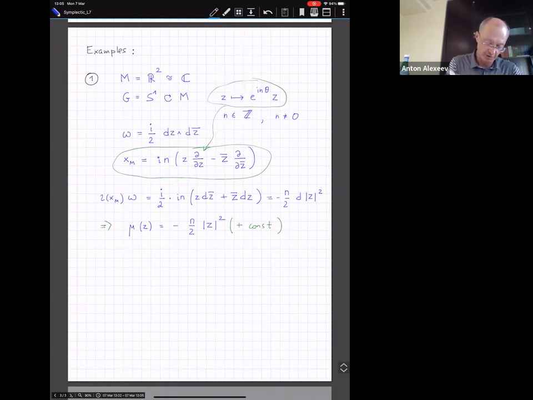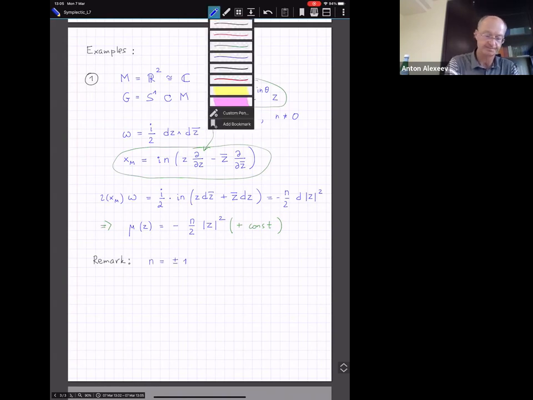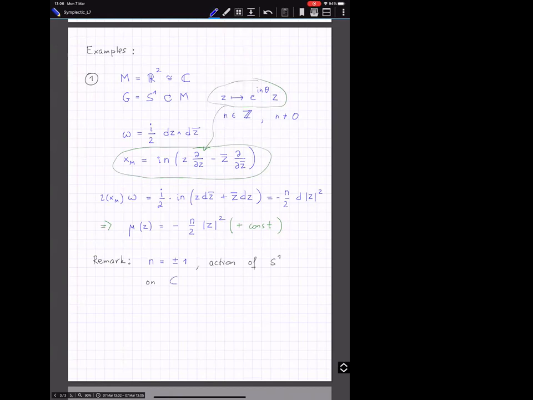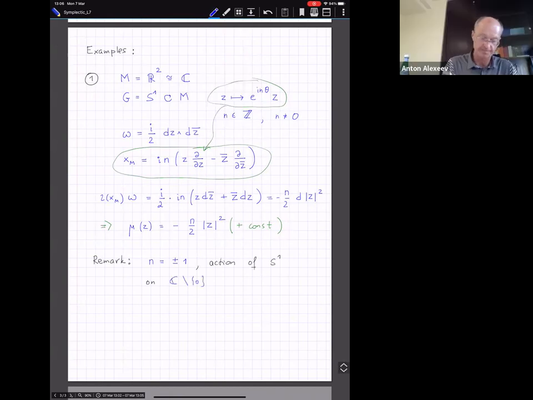And here is a small remark which will be important for us very soon. Let me say that in the case of n equal to plus or minus 1, the action of S1 on C without the origin is free.